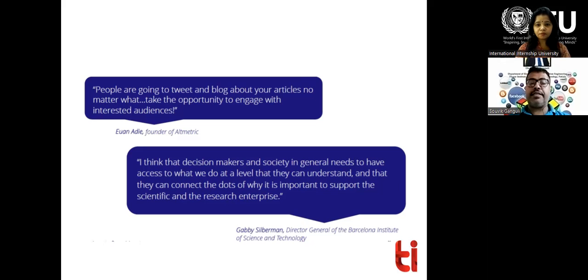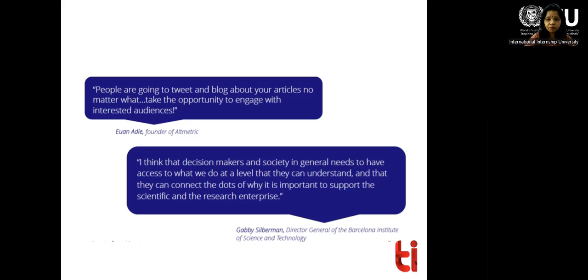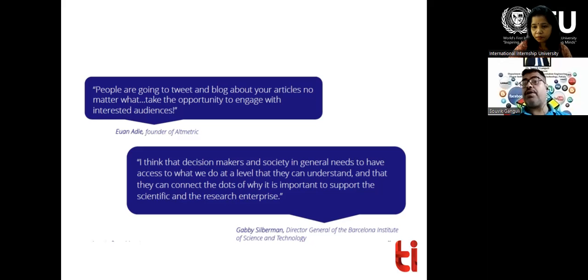Another important quote which I'm reading out: I think that decision makers and societies in general need to have access to what we do at a level that they can understand. Say, for example, if I start teaching you all a certain control system, and you are from a general arts or commerce background, you will not be able to understand. So I have to present my research in such a way that it is understandable by a layman. Then whoever is going through my lecture will get interested to know about my research.